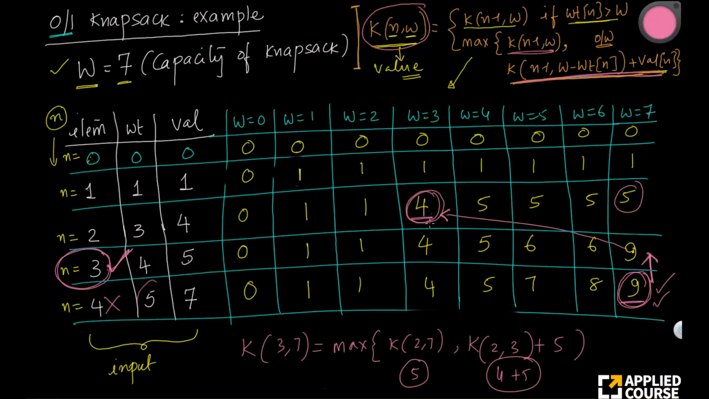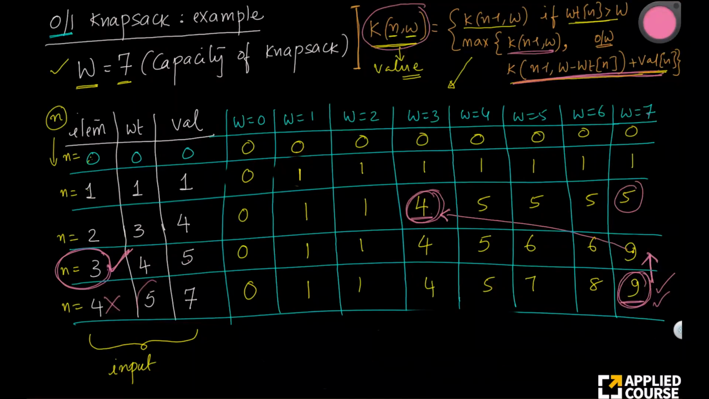Now, how did this 4 get generated? We worked that also out. This 4 got generated because the value of this item was 4. Let's actually write it down so that it's much more clear. So this is n equals 2 and w equals 4. What was K(2, 4)? What is a possibility? Look at this weight, 3. 3 is less than or equal to 4. So we did not go through the first case, we went through the second case.